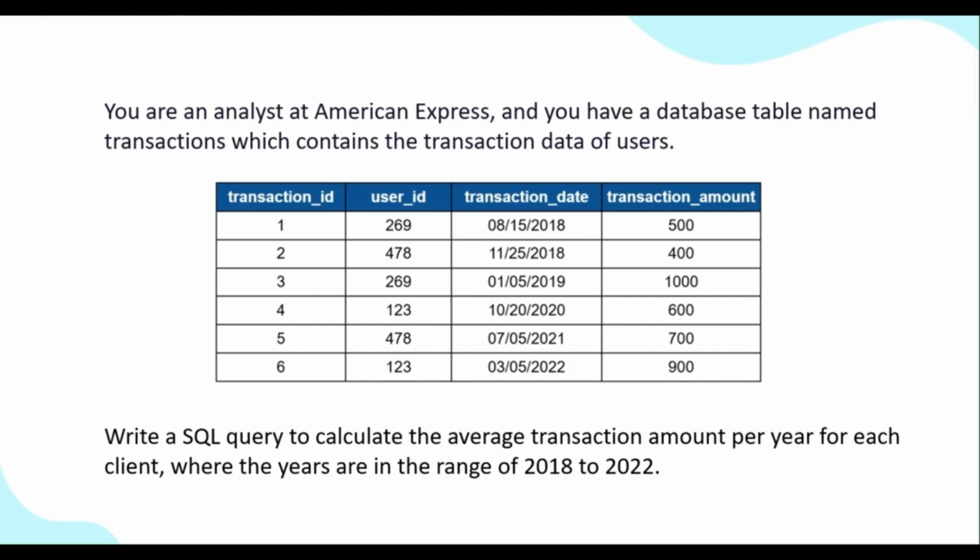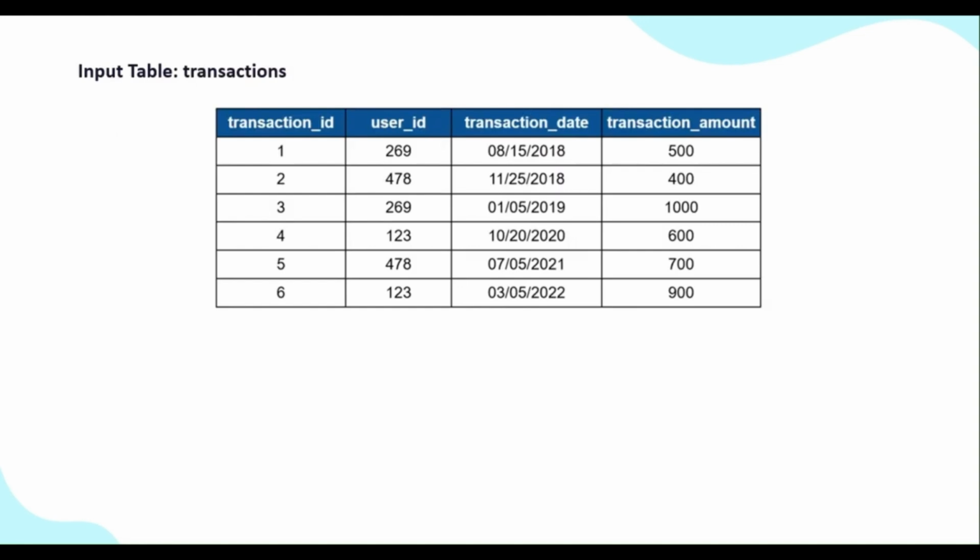So let's take a look at the input table and the output table over here. So here is the table. Now taking a look at the input table, you can see that the user with ID 269 has made a transaction on 15th of August. Let's say this transaction amount is in dollars, so it is a transaction of $500. Similarly, the second transaction ID with user ID 478 has made a transaction on 25th of November with a transaction amount of 400, and so on for the upcoming user IDs.